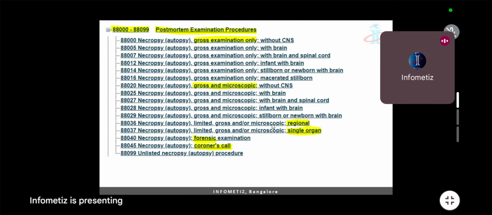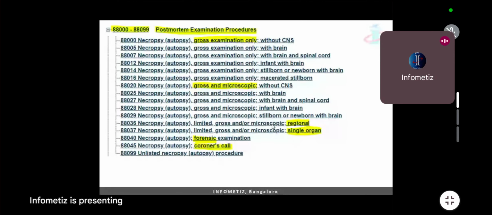From 88020 to 88037, it's gross plus microscopy. 88020 to 88037, 20 to 37. Gross plus microscopy. Okay, fine. Now one by one. 88000 and 88020. This code will be the same. The only difference is gross only and gross plus microscopy.